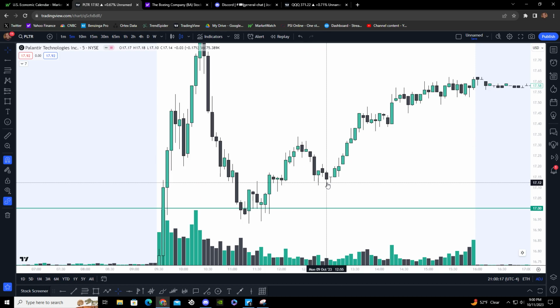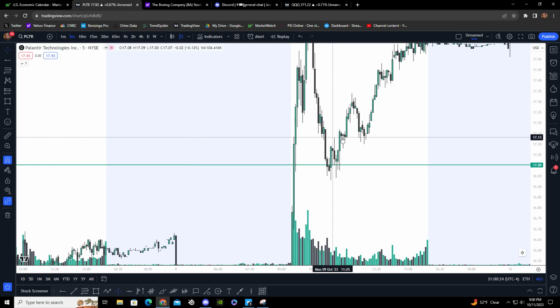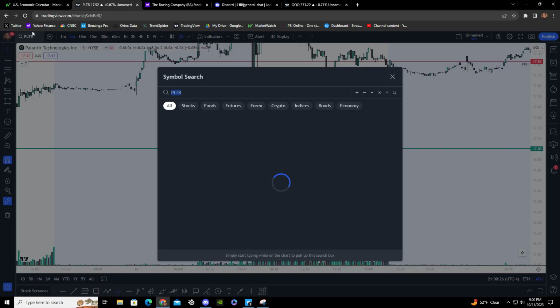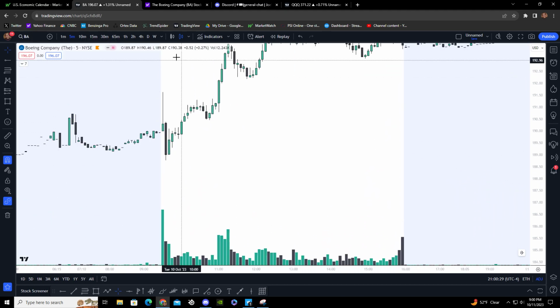My runners, I saw a higher low coming in from these lows, and it ended up running like 60, 70%, something like that, maybe 80%. And then the BA trade was very clean.